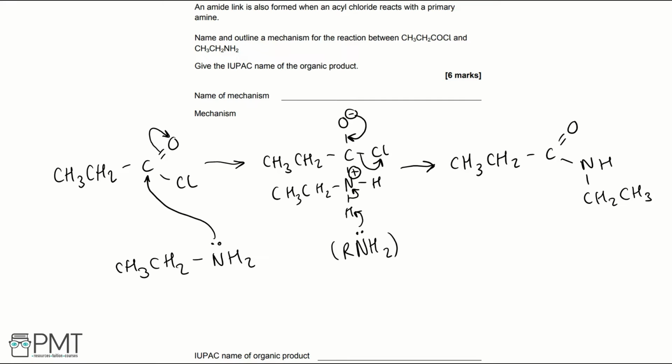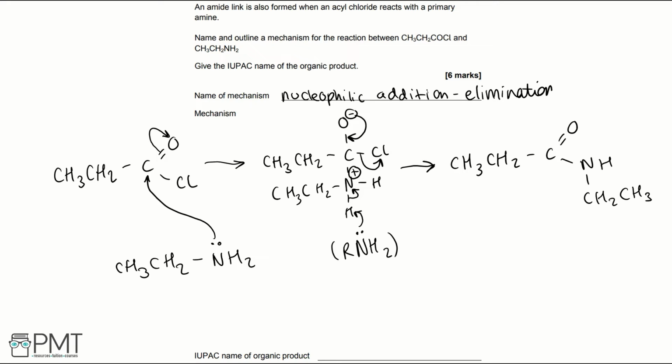The name of this mechanism is nucleophilic addition elimination, because we are adding a primary amine, but we're also eliminating when we're forming our side products, and in this case that would be hydrochloric acid when we're kicking off a hydrogen and a chlorine, so that's going to form hydrochloric acid or HCl.